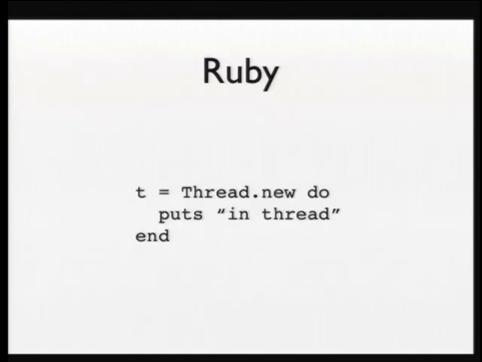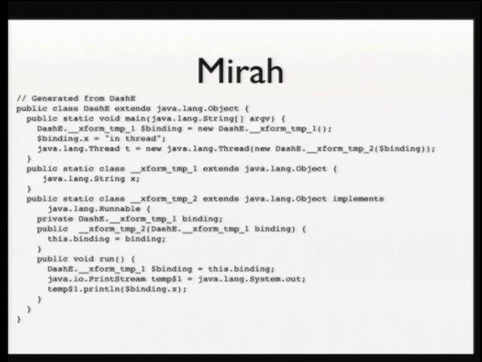A simple closure. So here I'm actually creating a new thread with the closure, and the logic there is just to print out some text. Again, same thing in Mirah. And here's the Java code we generate for it.